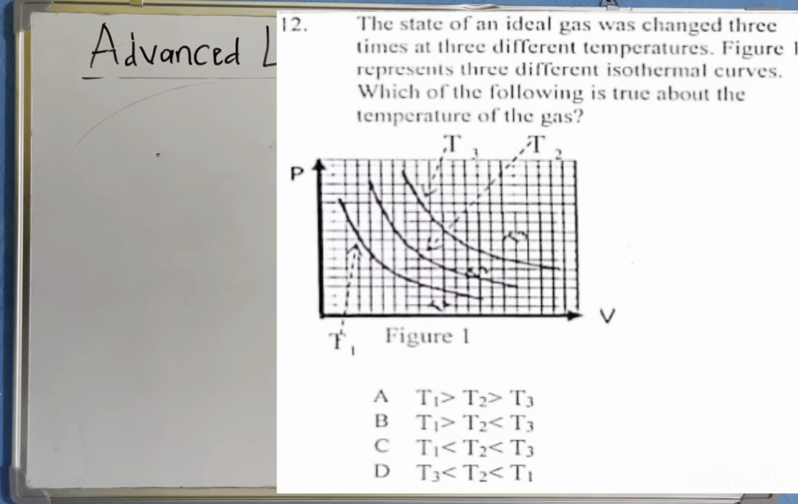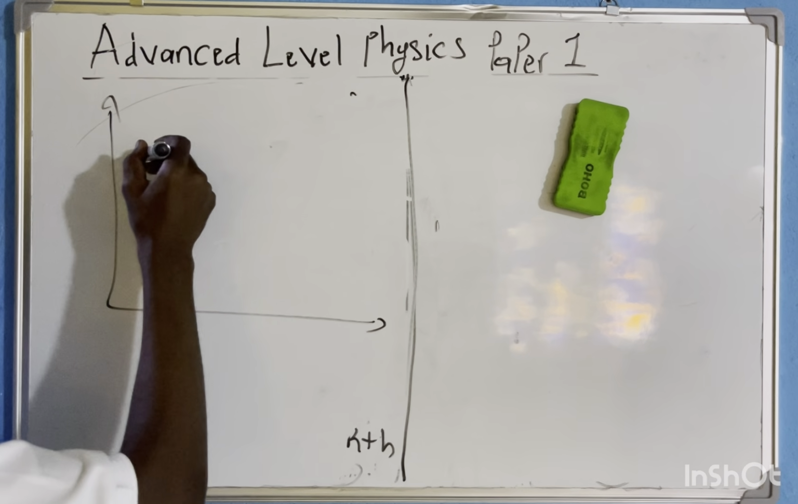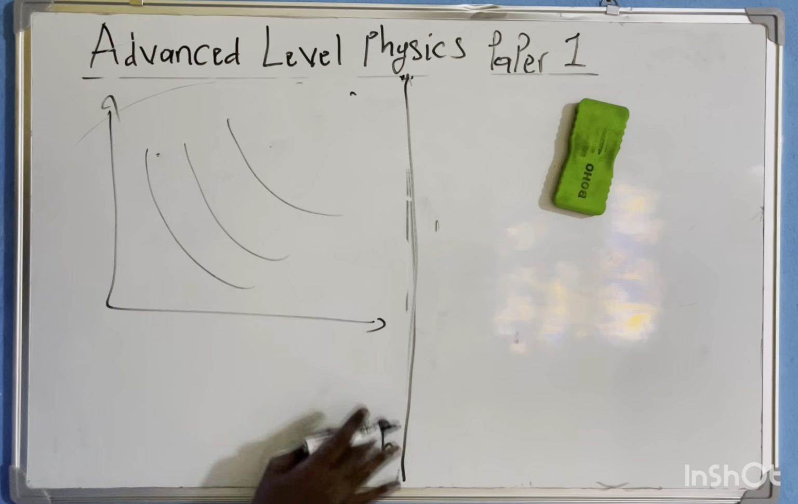We are having a set of graphs. The state of an ideal gas was changed 3 times at different temperatures. Figure 1 represents the 3 different isothermal curves. Which of the following is true about the temperature of the gas? Now, something is very important, you people should understand here. No need even to come up with calculation. This is what you people should know.